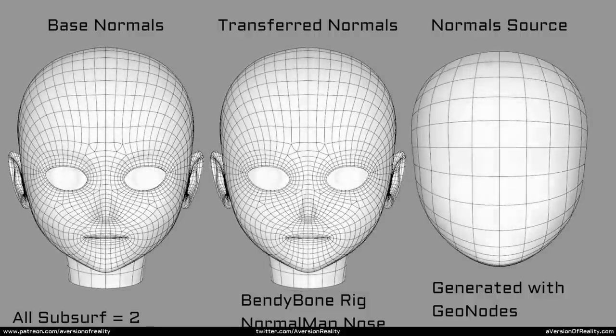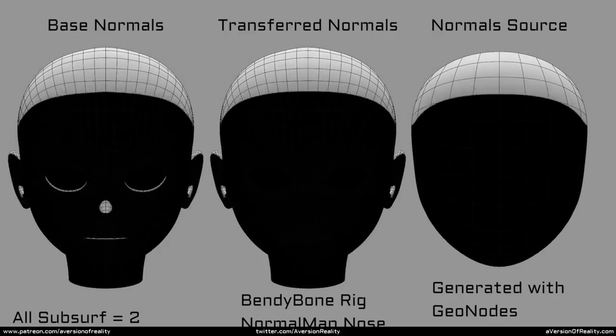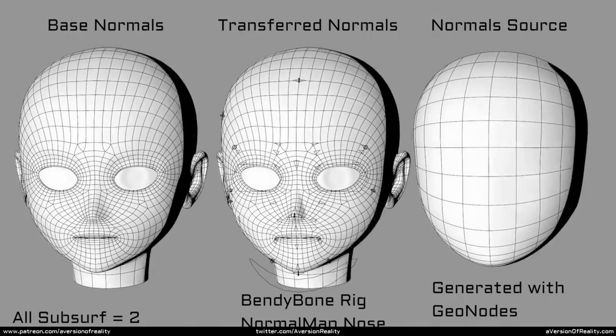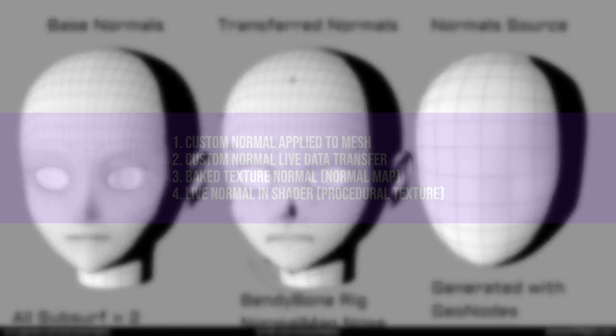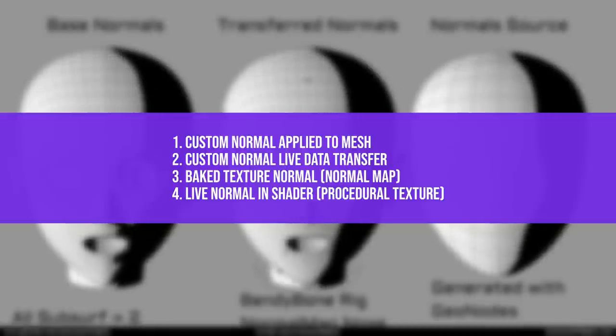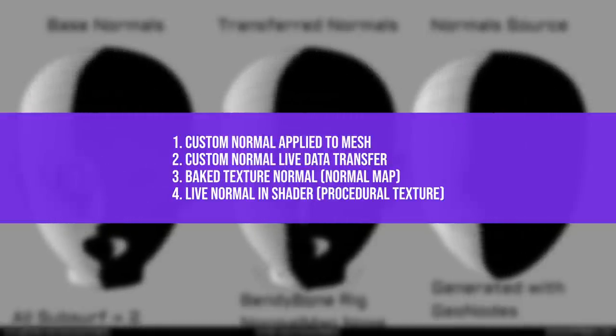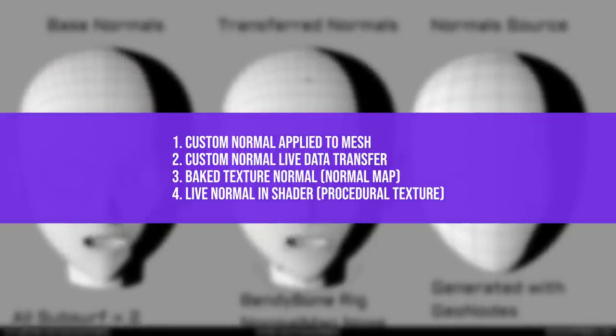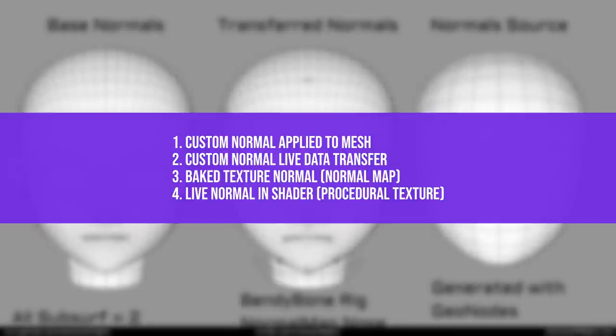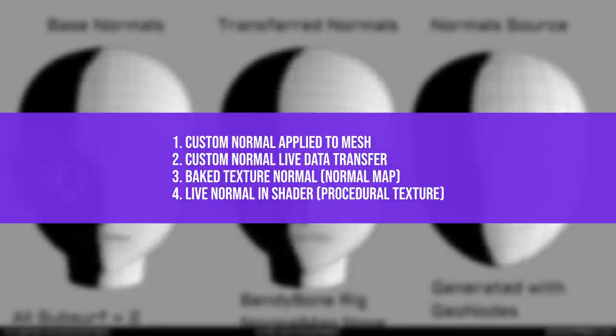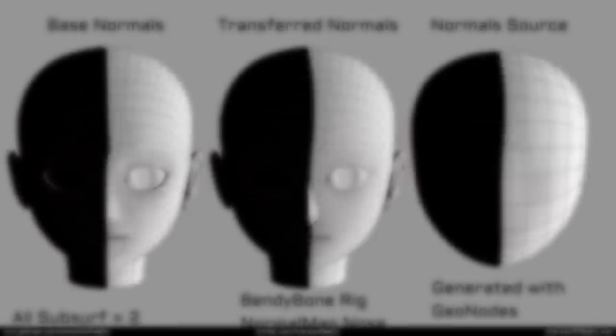We edit vertex normals to gain that smoother shading regardless of mesh topology. There are four common methods. 1. Custom normal applied to the mesh. 2. Custom normal live data transfer. 3. Baked texture normal, or normal map. And 4. Live normals in the shader, procedural textures.